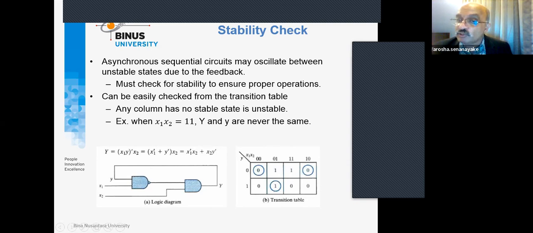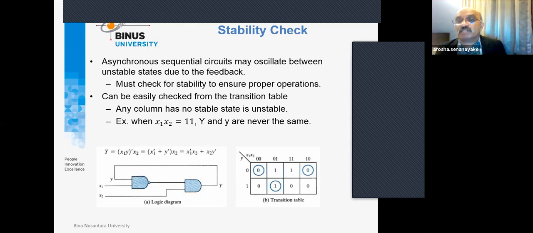Here, when it comes to 1, 1, this y changes from 0 to 1, and then when y is equal to 1, it changes into 0. That means the next state has been changed. So capital Y and simple y are never the same. In that case, what we have is unstable states.